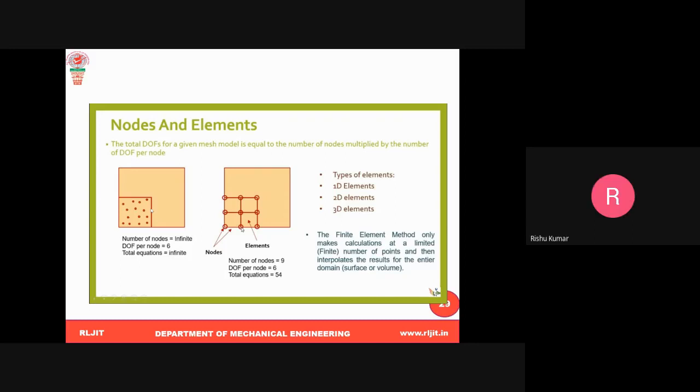Yes, sir. So the finite element method only makes calculations at a limited number of points and then interpolates the results over the entire domain. Suppose 100 nodes are there. It will not calculate at all 100 nodes; it will only calculate at a few nodes, say 50. But if you want the result at 100 nodes also, you can get it using the interpolation method. That is the beauty of FEA.